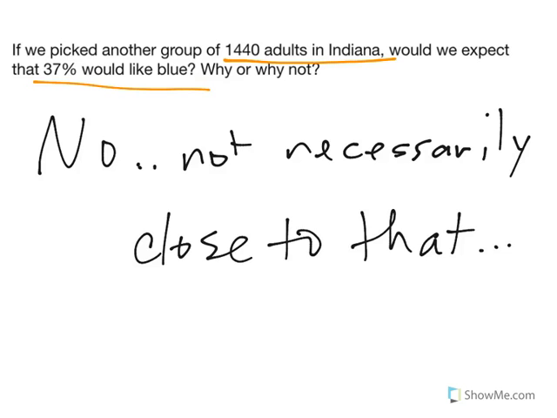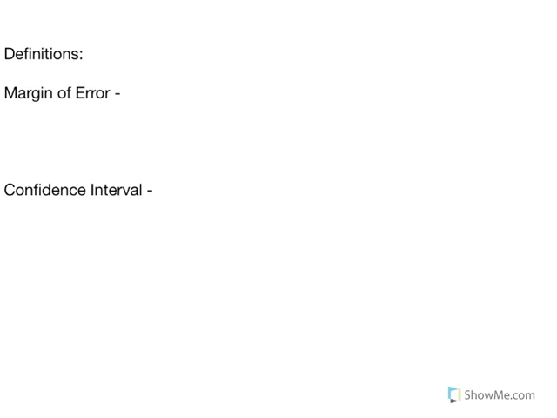So when you pick a decent size sample, like 1,440, that's a good size. It's definitely better than 20. So you pick a good size sample and you get some data. We would expect our data to be close to that. No, it's not going to be perfect, but close. And that's where we get to our definition of margin of error.